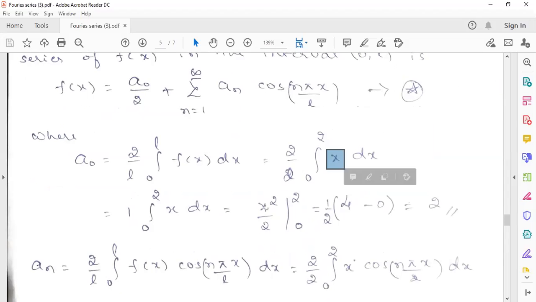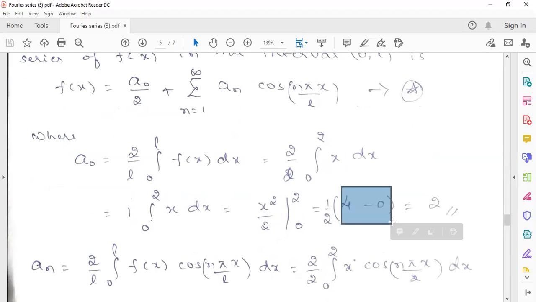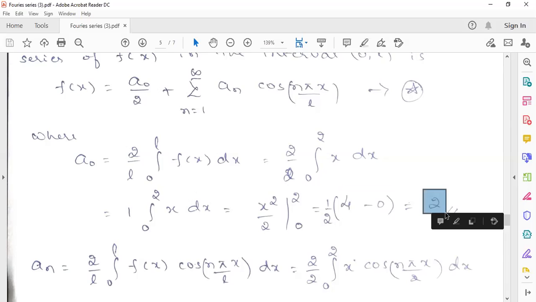Now you integrate this. Once you integrate, you will get x square by 2, and the 2s cancel here. Just put in the limits 0 to 2. One by 2 is constant, I will take it out. If you put x equals 2, you will get 4, and if you put x equals 0, you will get the lower limit as 0. That is 1 by 2 times 4 minus 0. So the a0 value is 2. Is it clear, a0? Is it clear, guys?